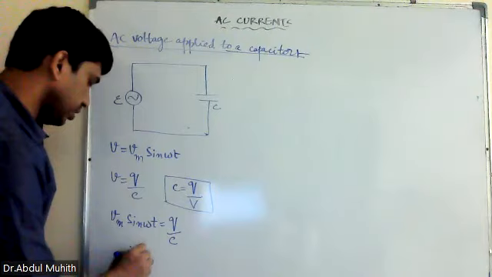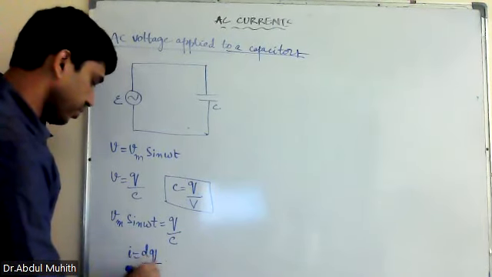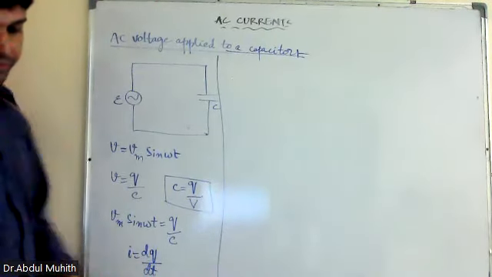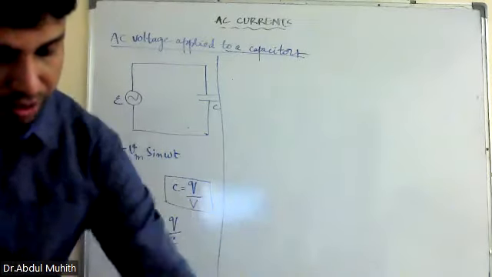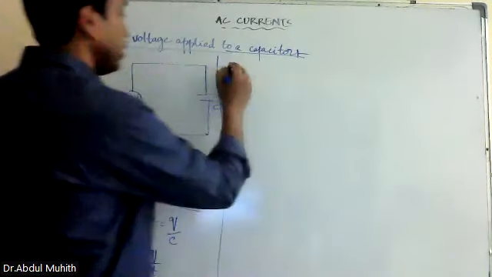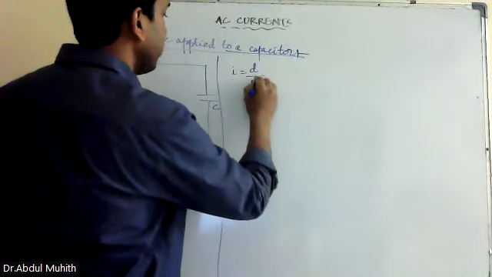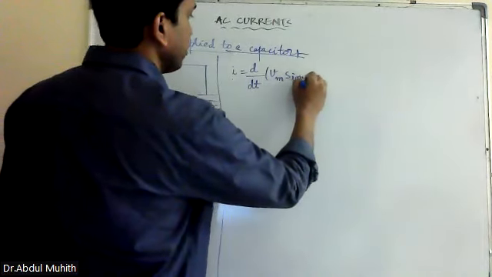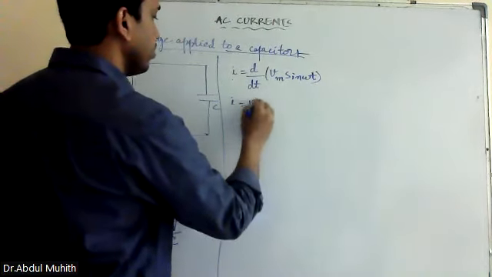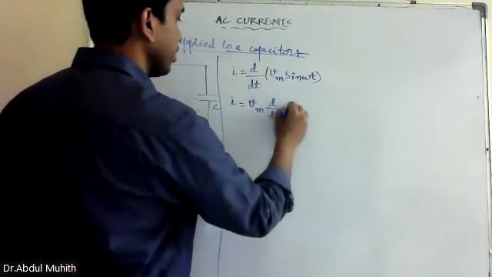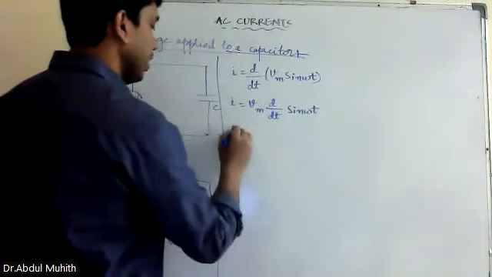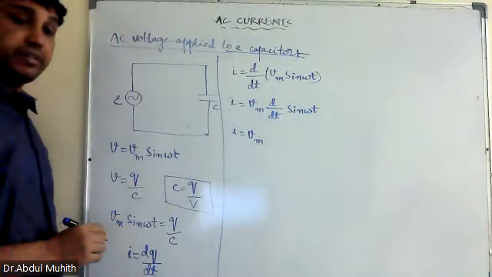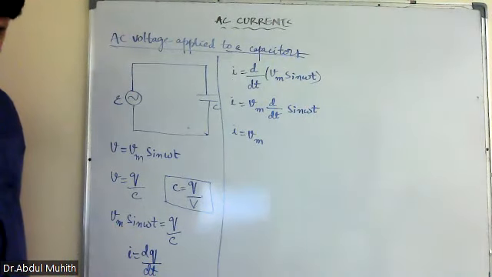Now here we have the formula. I is equal to dq by dt, that is the rate of flow of charges. Rate of flow of charges is current. Clear? I equal to dq by dt. Next, I is equal to d by dt of Q. What is Q? Q is equal to Vm sin omega t, times C. So I is equal to Vm into d by dt of sin omega t. What is the derivative of sin?